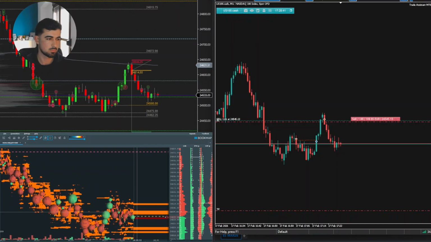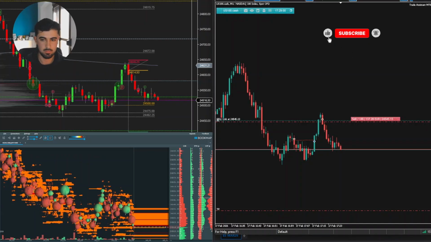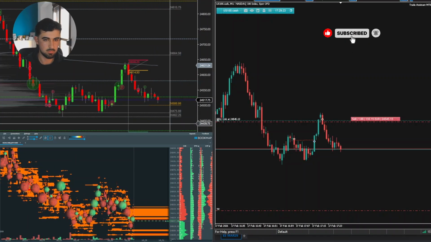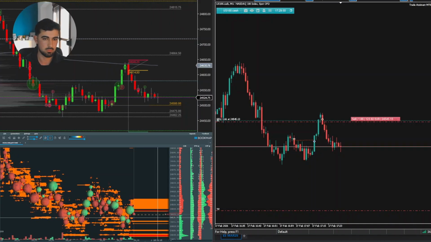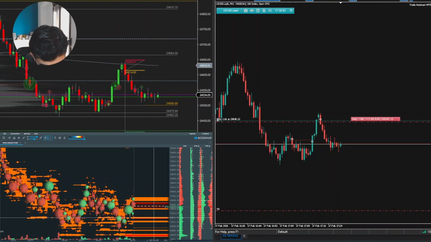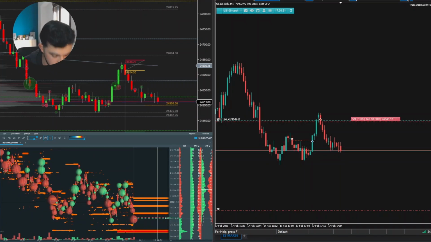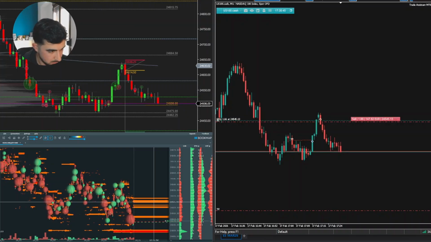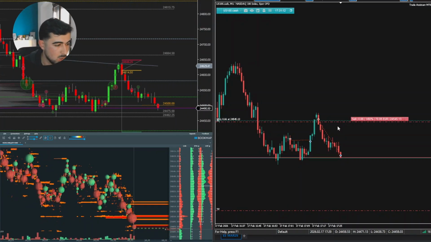So now I'm short. I got to think, what are these buyers going to do? Like, what do they want to do at this level? Are they going to support again? And that's why I decided to take some partials and secure some profits, because it can always turn on you. Not a single trade is like 100% secure what it's going to do, you know.